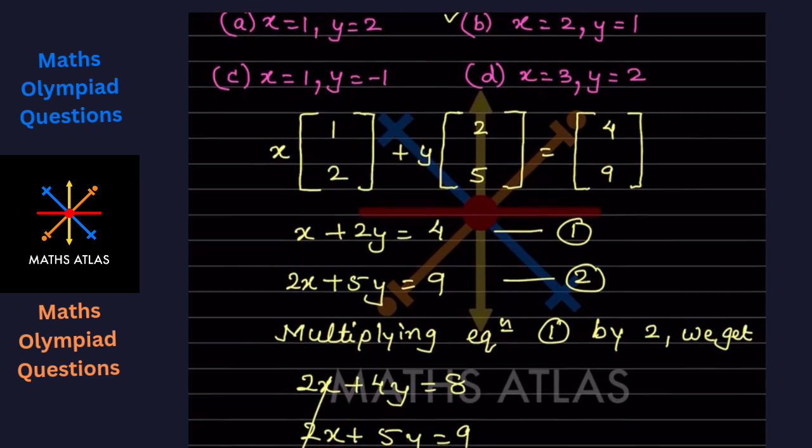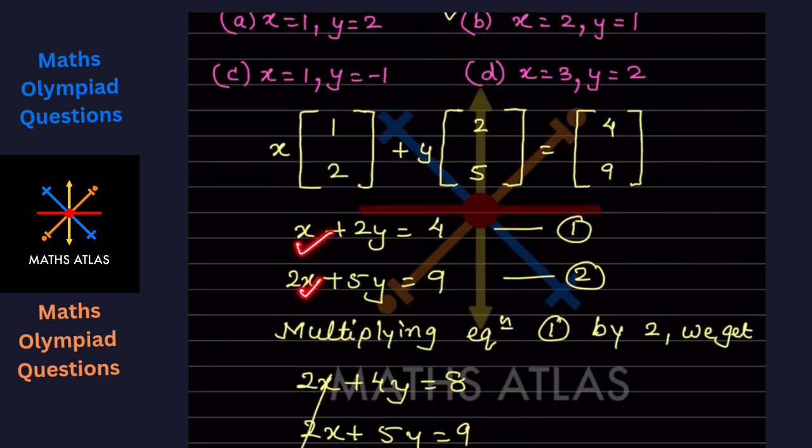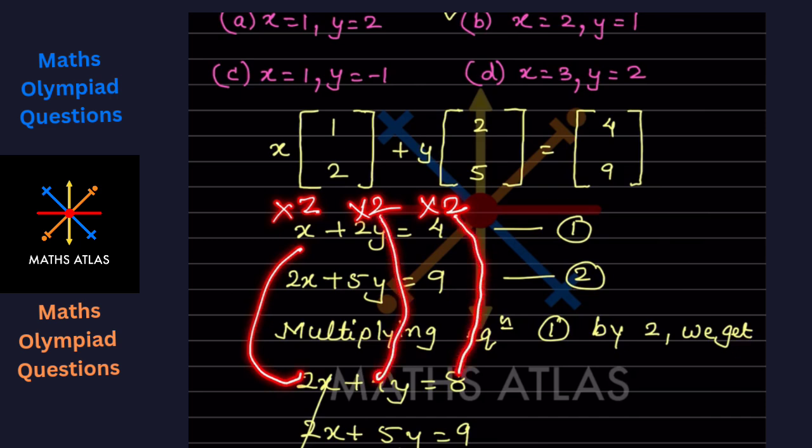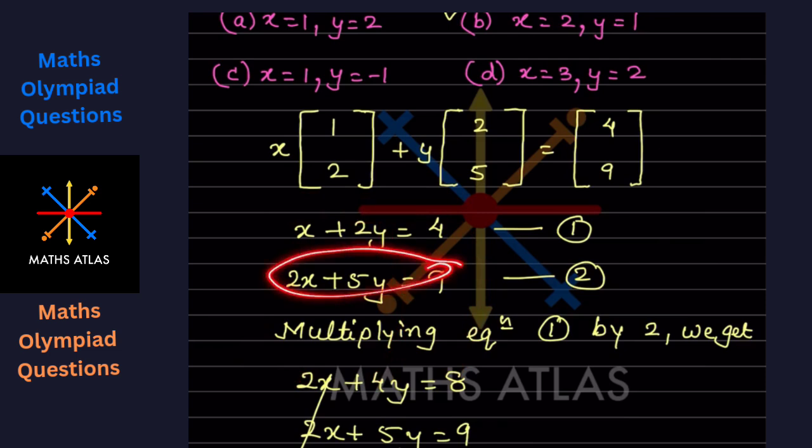What you can see in these equations is that we cannot solve them directly, because the x coefficients are different and the y coefficients are different. So what will we do? We have to make either x or y the same in both equations. I multiplied the first equation by 2, throughout. So this will be 2x, 4y, and 8, and the second equation stays the same.